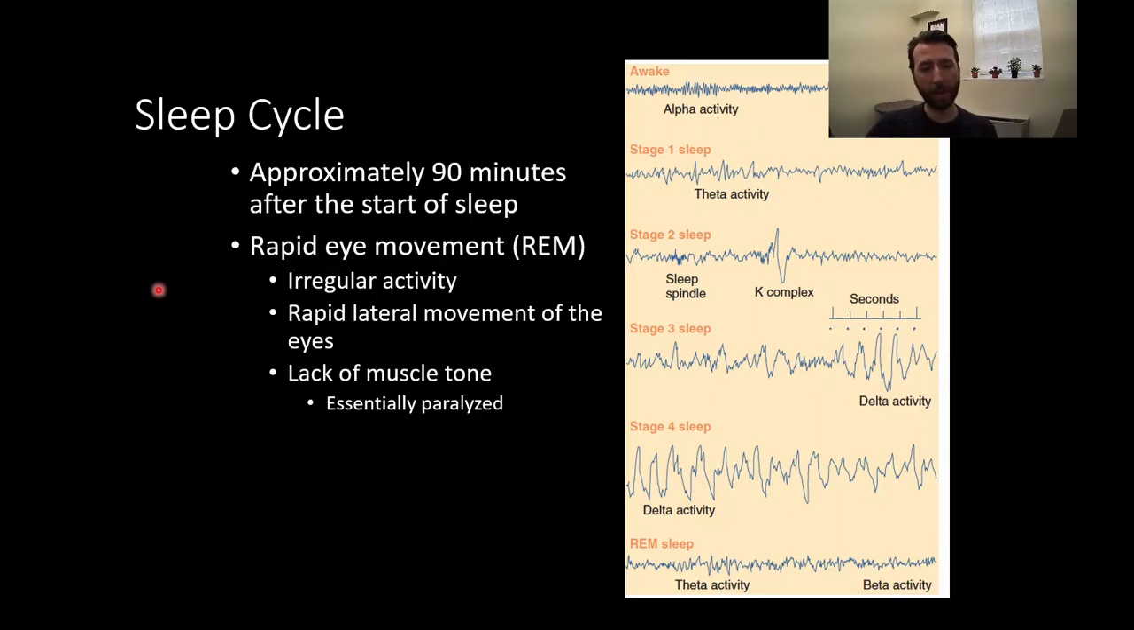So to talk about that again in a different way, we have a sleep cycle that's about 90 minutes in duration from start to finish. And I'll show you a graph in just a minute of how that progression works. And again, that rapid eye movement period of sleep is marked by regular activity, so the theta and beta activity, rapid lateral movement of the eyes, and a lack of muscle tone, so essentially paralysis.